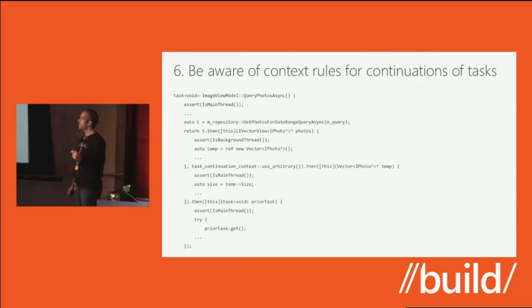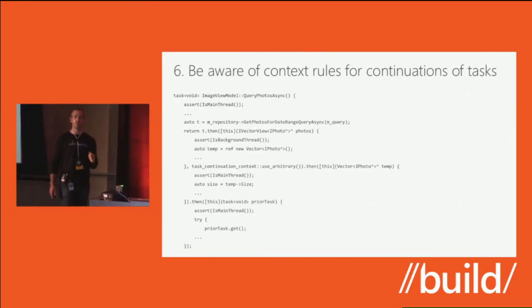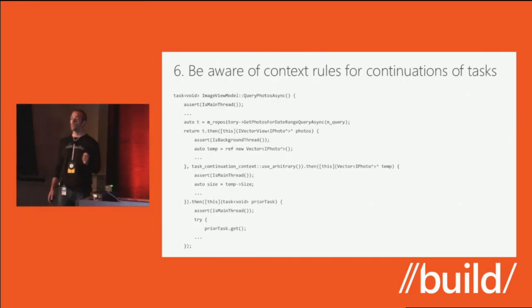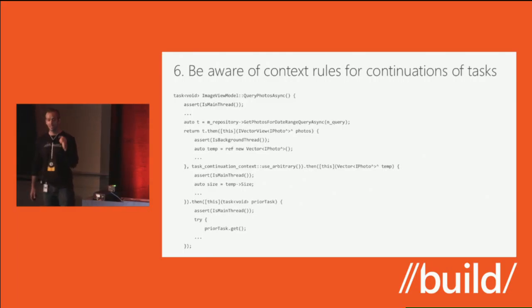And if you see that little assert statement in there, is background thread and is main thread, we wrote those, and I would guarantee you that all of you want to steal that code if you write Windows 8 apps, because what this allows you to do is assert that what you think is happening is really happening. So let me explain that.